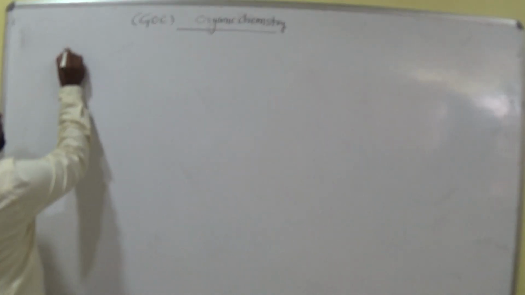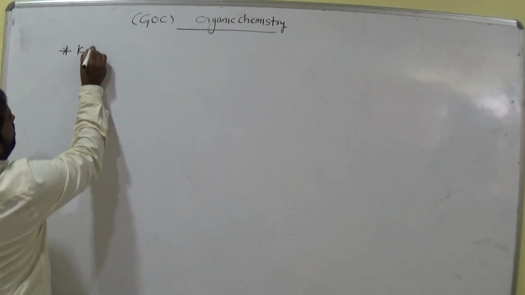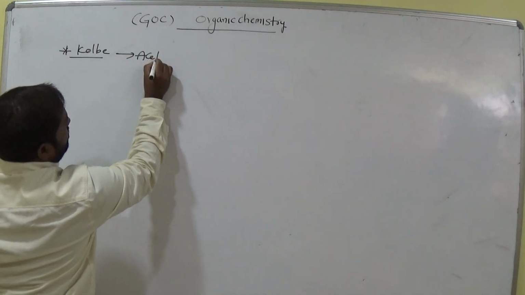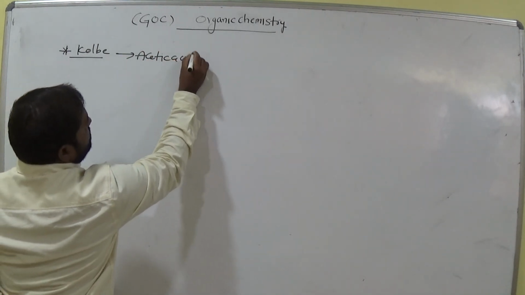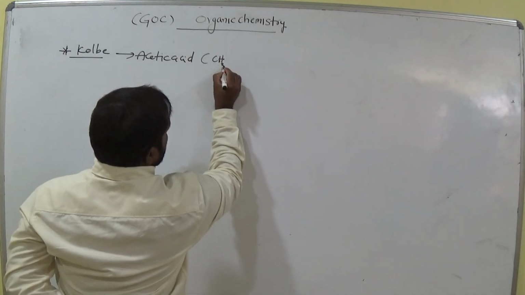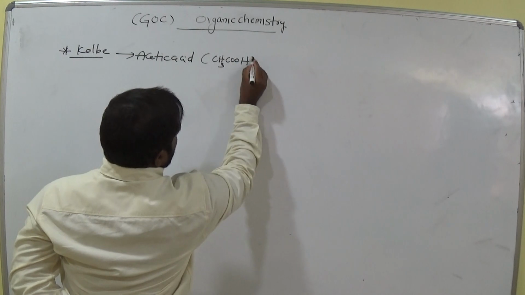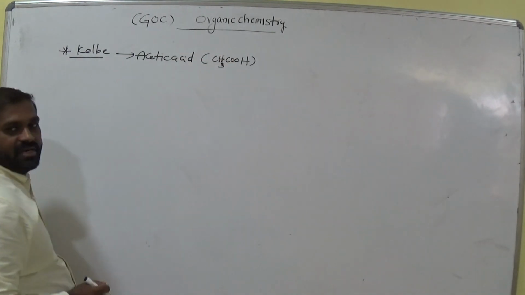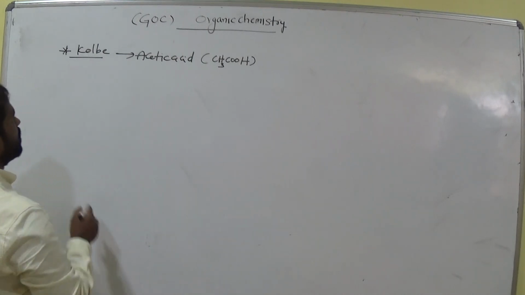Next, another scientist, Kolbe, is there. Kolbe prepared acetic acid. It is also prepared in the laboratory. CH3COOH is the acetic acid. Now it consists of carbon, hydrogen and oxygen also. Am I right? It is also an organic compound, Kolbe.